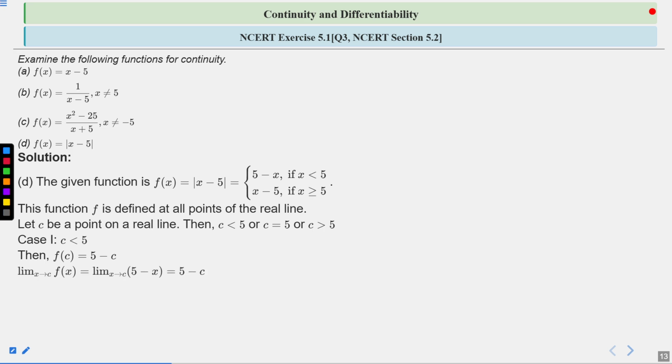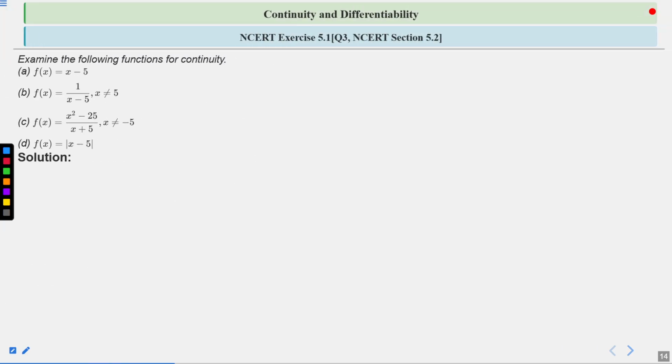Limit as x approaches c of f(x) will be equal to limit as x approaches c of 5 − x, which is equal to 5 − c. Therefore, limit as x approaches c of f(x) will be equal to f(c). Clear? Therefore f is continuous at all real numbers less than 5.